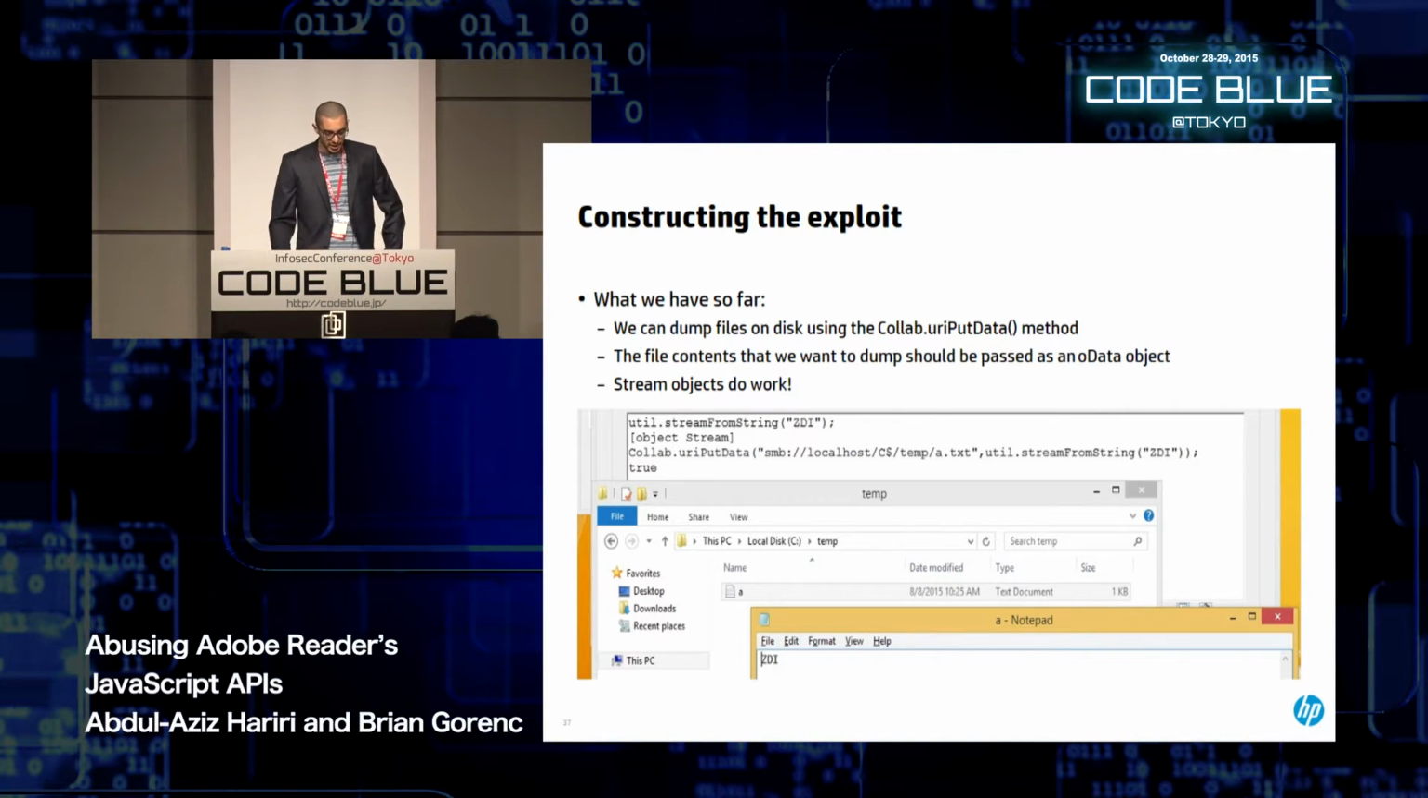In my screenshot here, I tested the URI put data method, and I gave it a path and an OStream object, which is created by stream from string, and I gave it a string. It just wrote whatever I gave it in the file that I pointed to, which in this case is a.txt.